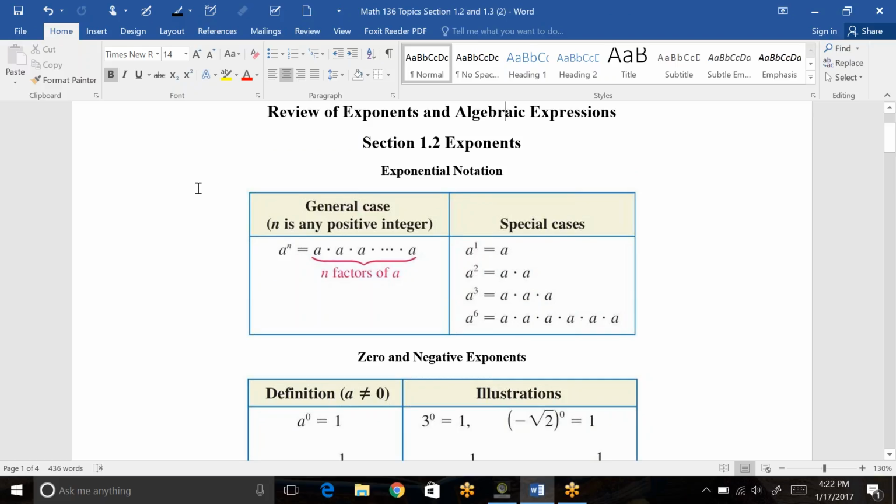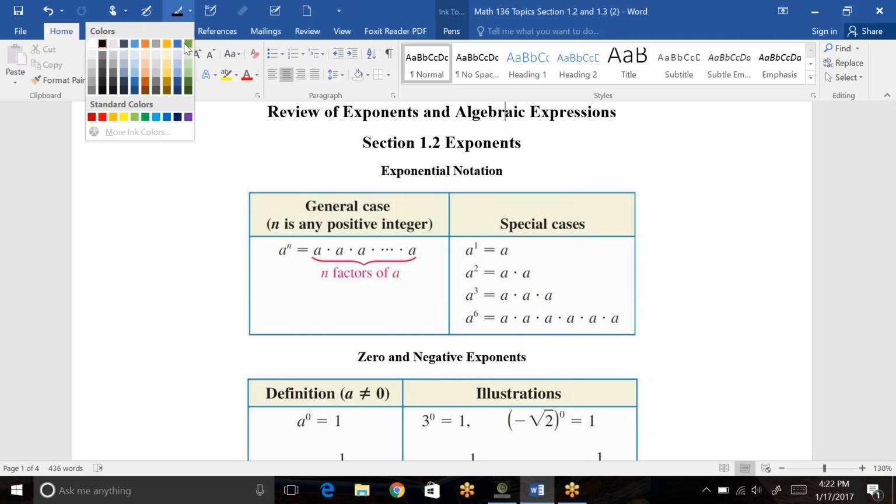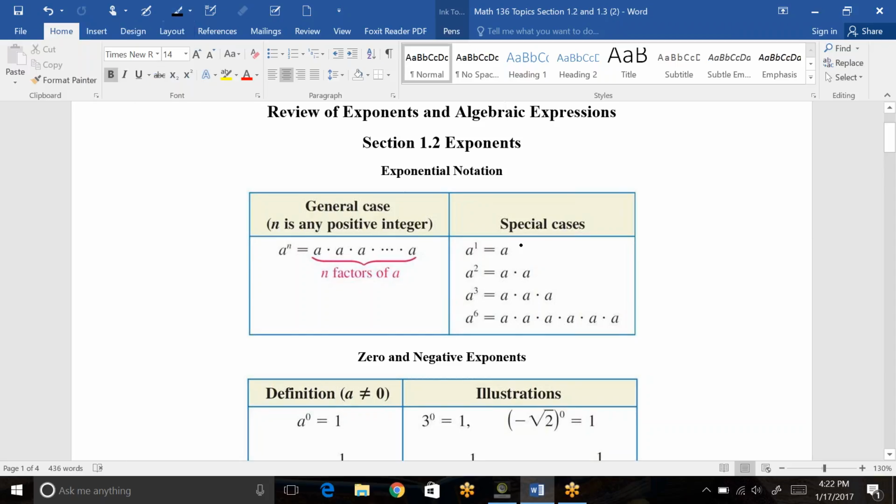So exponents, to remind you of what that is: if you have a base and an exponent, it means that you are multiplying the base times itself a number of factors, in other words, how many times you multiply, is represented by the exponent. For example, this is the definition that the book gives. They show you how you write this. A cubed is a to the third, so you write that 3 times.